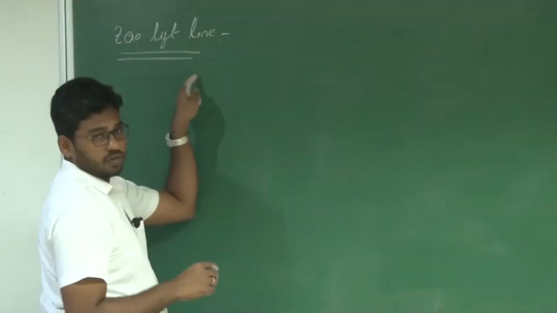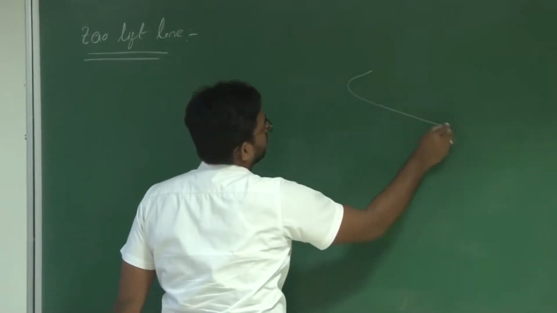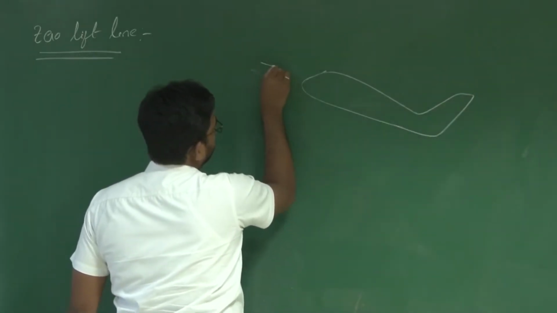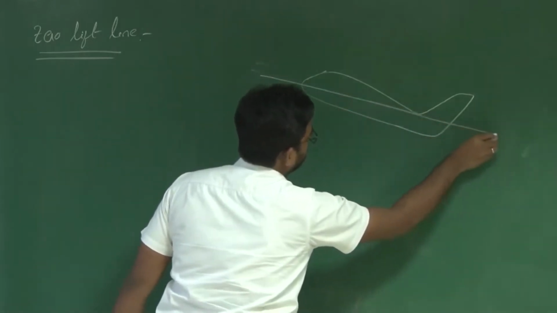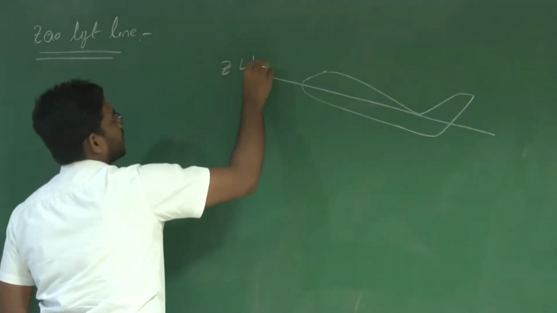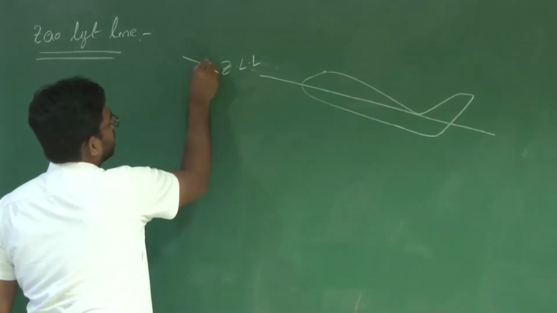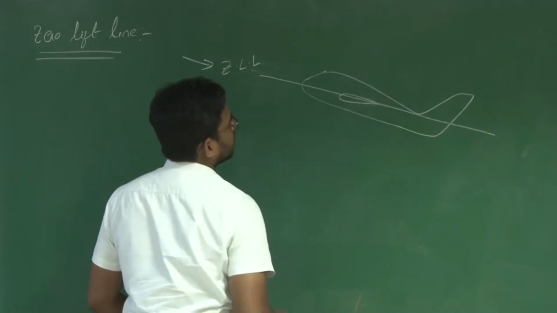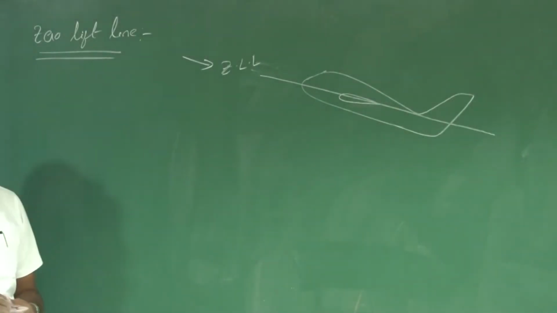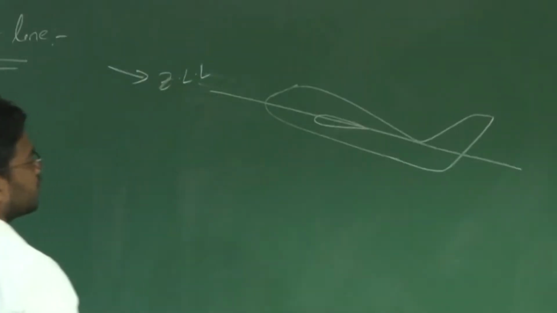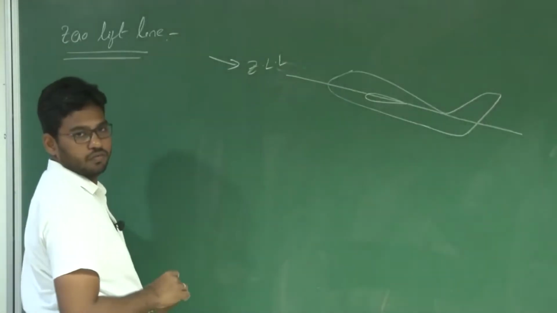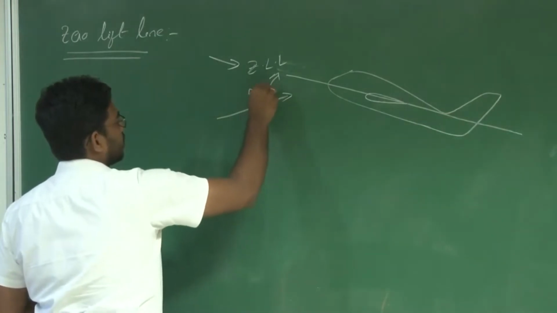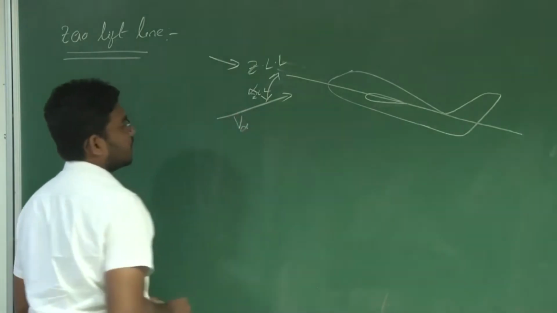Now let us define what is called the zero lift line, right? Say I have an aircraft, I say this is my zero lift line, right? What does it mean? If the flow is along this zero lift line, then there is no lift produced by this aircraft, right? Understood? Now let us define angle of attack with respect to this zero lift line. Say if the flow is in this direction, so this is my alpha of zero lift line, right? So this is my V infinity, alpha with respect to zero lift line.